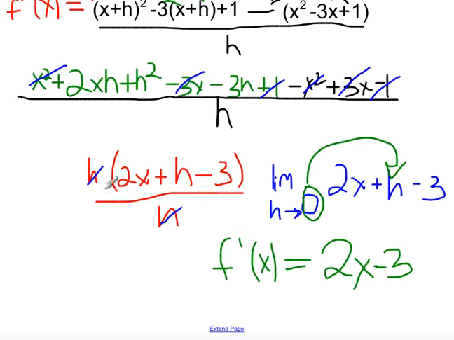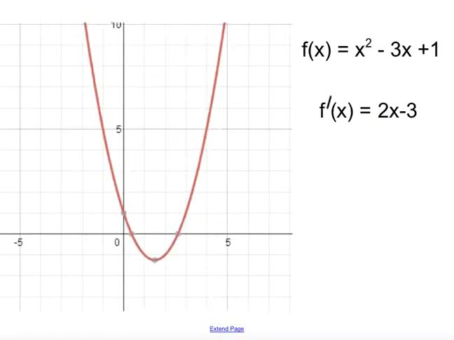So let's look at the graph and see what this means. If this was our original function and this is the derivative, what this means is we could find the slope of the tangent line at any point along the graph. So again, f prime of x represents the slope of the tangent line.